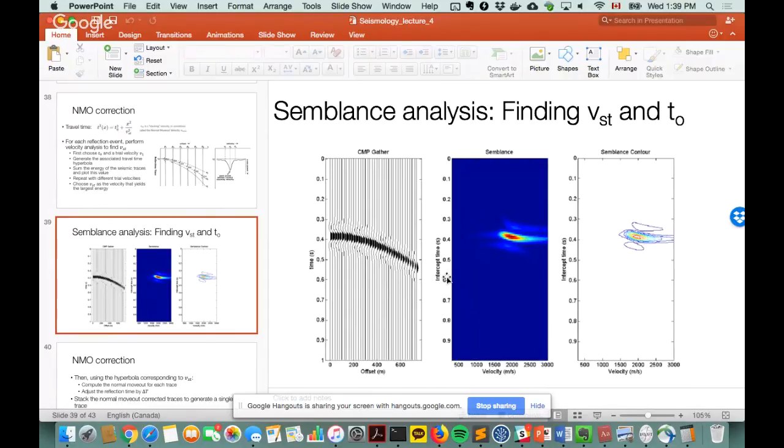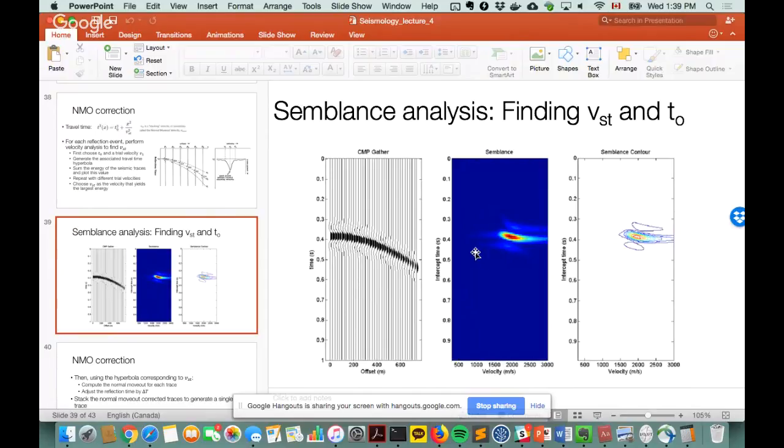But suppose you've got multiple events. That's a lot of work, and then you have lots of CMP points. Sometimes there could be millions of CMP points if you are thinking about a 3D seismic survey. Clicking and doing that by yourself can take a lot of time, so you want to automate that process.